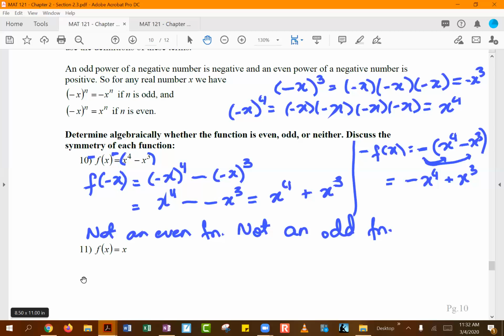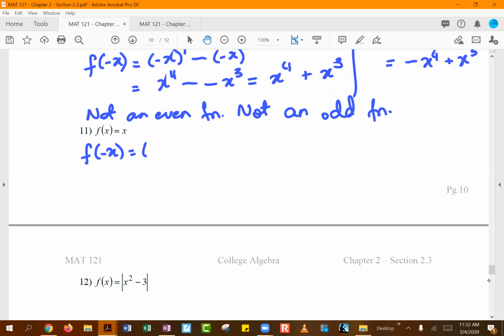Okay, so let's try this again for number 11 here. For number 11, same thing. Take your original function, replace the x with negative x. So everywhere you see an x, replace it with negative x. And since there's no other numbers that I can multiply or do anything, basically this guy is now becoming minus x. Is it the same as the original function? No, which means this is not an even function.